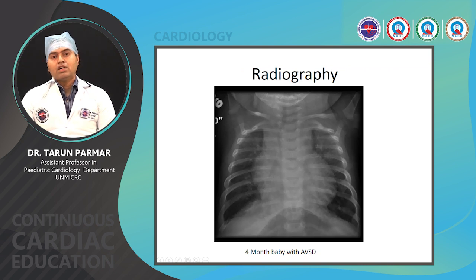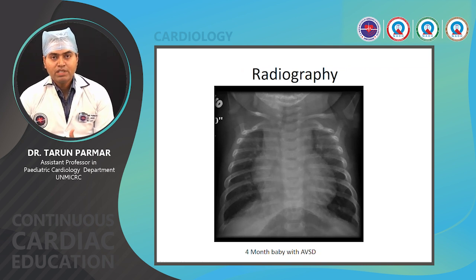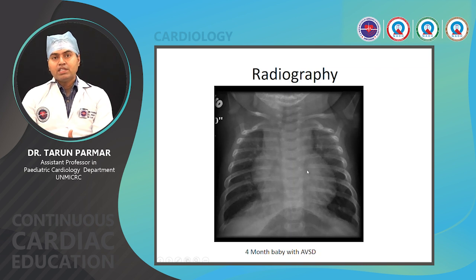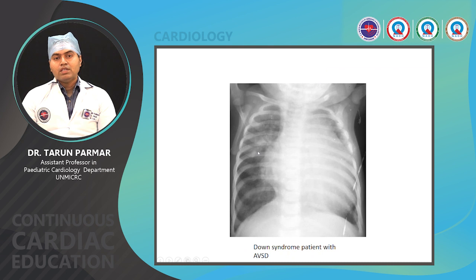So, X-ray. This is a 4-month baby with a common complete AVSD. Here you can see the cardiomegaly and increased pulmonary plethora. This is a Down syndrome patient with AVSD. You can see the huge cardiomegaly and there is pulmonary plethora.